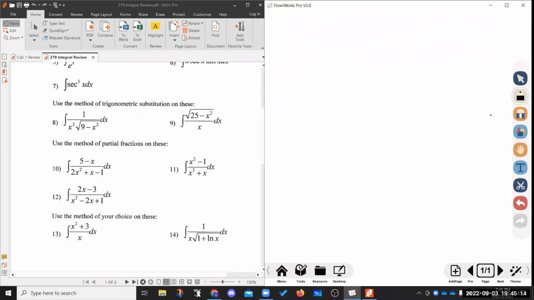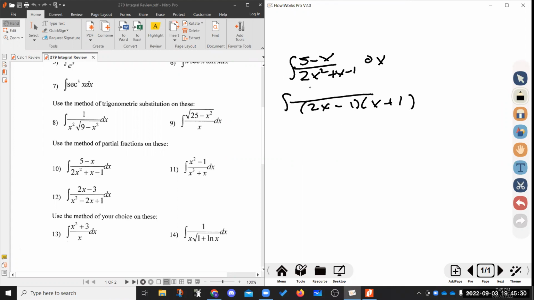Okay, now we're going to use partial fraction decomposition on 10 through 12. The integral of 5 minus x over 2x squared plus x minus 1 dx. The denominator factors as 2x minus 1 times x plus 1. So 5 minus x, A over 2x minus 1 plus B over x plus 1 is equal to 5 minus x over 2x squared plus x minus 1.